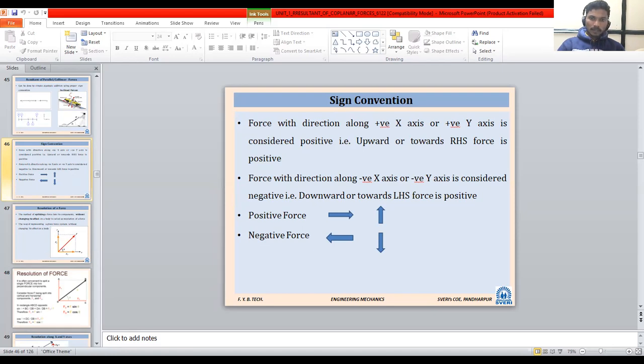And which force is negative? Downward and towards the left-hand side. Downward and left-hand side. Okay.